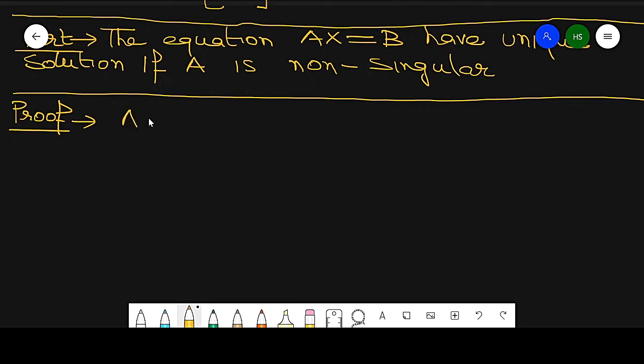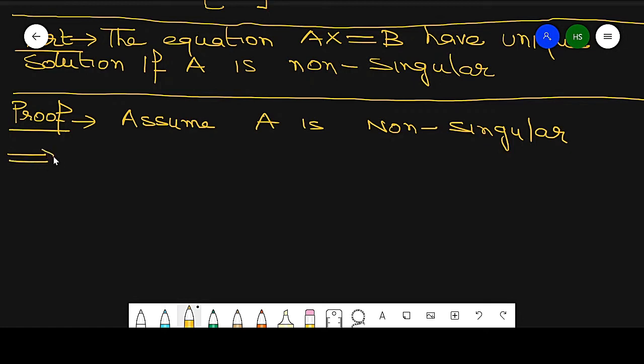Assume A is non-singular. It implies A inverse exists, meaning A is invertible. A inverse exists.